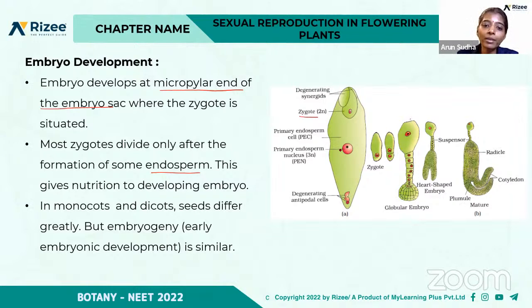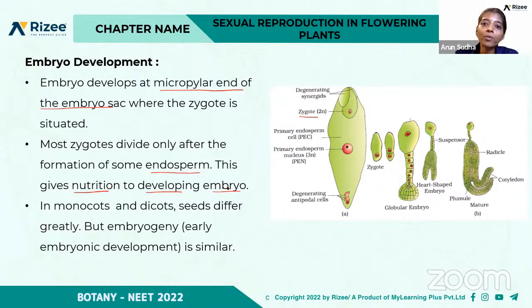So what is the role of it? Only after the endosperm is formed, the zygote starts dividing. This is so that they can get nutrition from the endosperm, right? So this endosperm gives nutrition to the developing embryo. So in monocots and dicots, if you see the seed structure, they differ greatly, right? For example, if you see the structure of the monocot and the dicot seed, there will be a great difference.